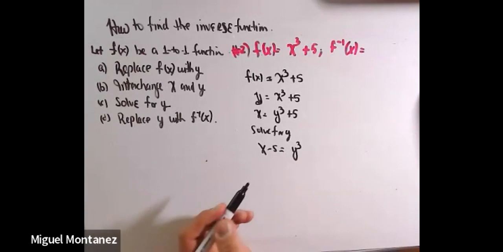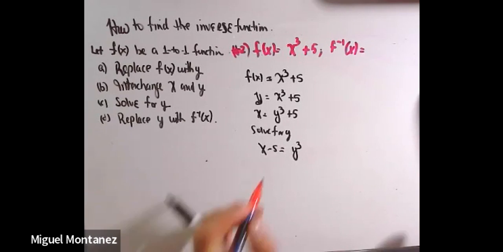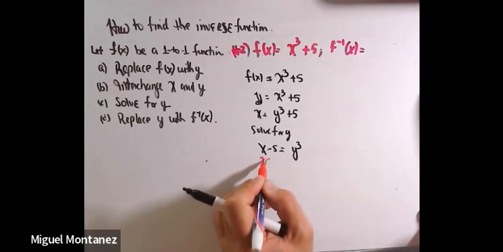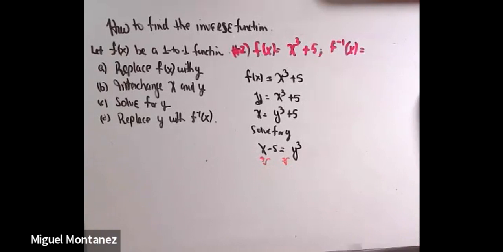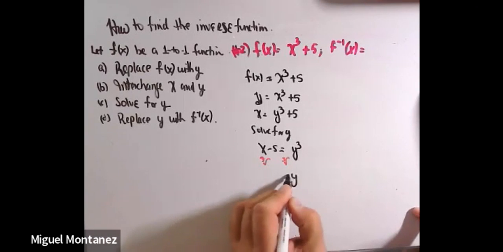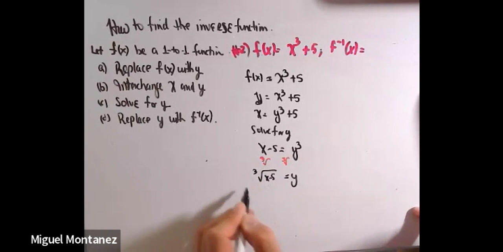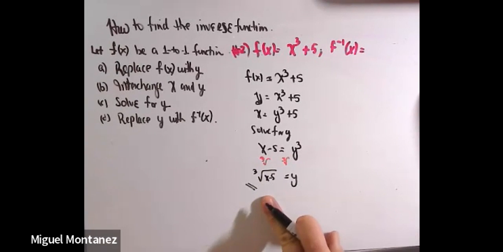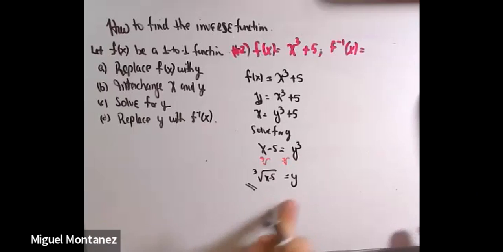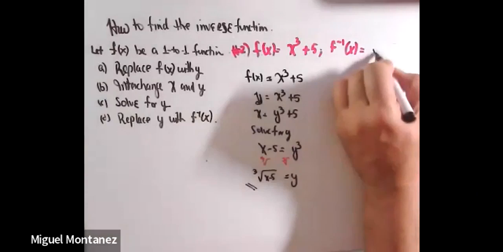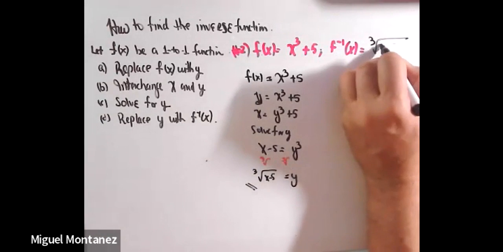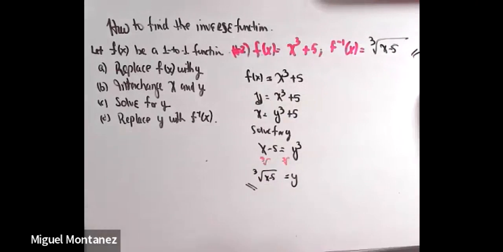How do I get rid of the cube? By simply cube rooting left and right. So what do I have? y equals the cube root of x minus 5. And we are done. This is your inverse. And now we need to replace y with f inverse. So the f inverse will be the cube root of x minus 5. And we're done.